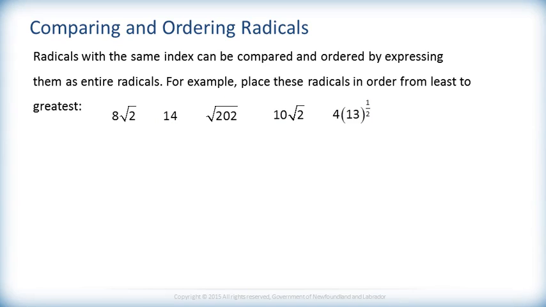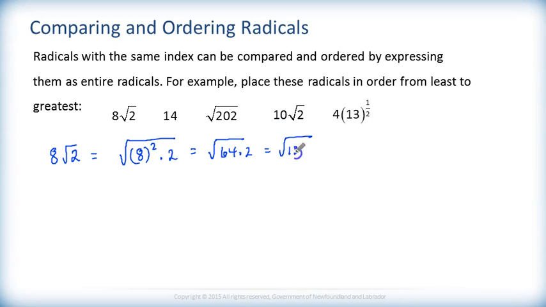So we've got 8 square root of 2. Let's deal with that. We remember from our previous two recordings, we take the coefficient and we raise it to an exponent that's equal to the index. So we really have here the square root of 8 squared, because the index in the square root is 2, times 2 here. And that gives us 64 times 2, which is the square root of 128.